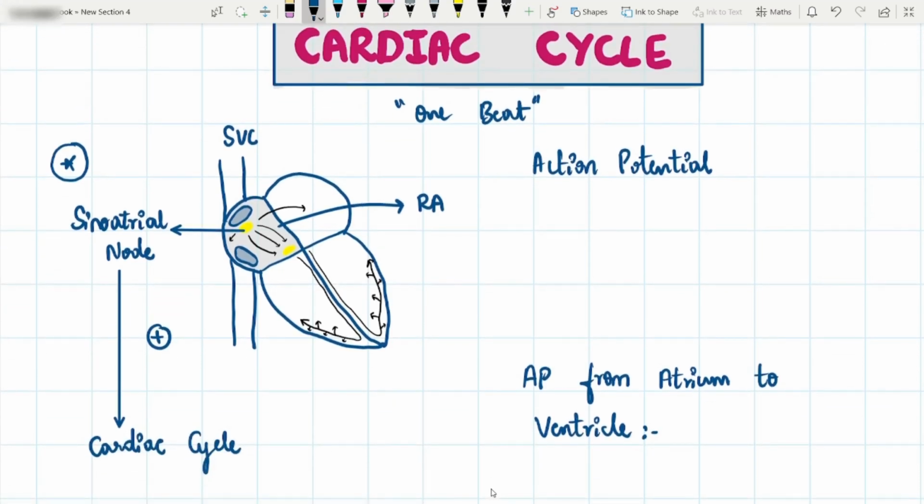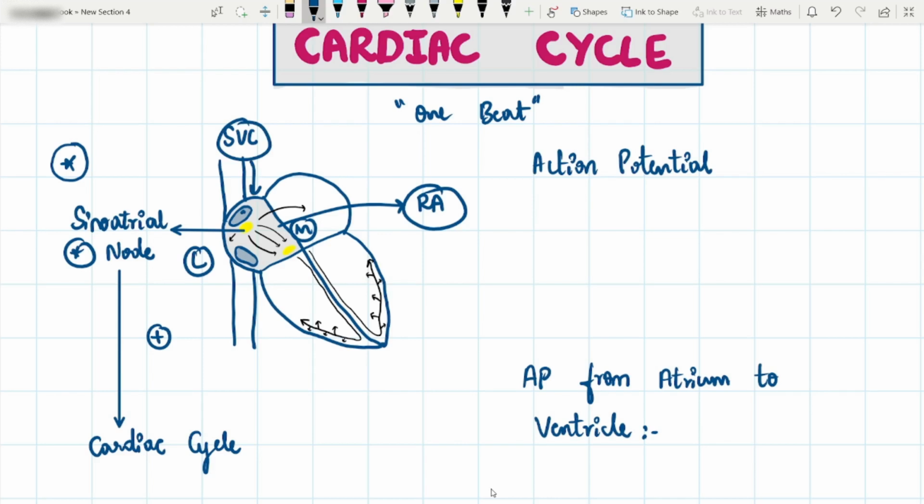And this cardiac cycle is initiated by the sinoatrial node. The sinoatrial node is present in the right atrium, and that too on the lateral wall. This is the lateral wall of the right atrium, and this is the medial wall of the right atrium. On the lateral wall of the right atrium, at the level of the opening of the superior vena cava, the sinoatrial node is present and it initiates the cardiac cycle.